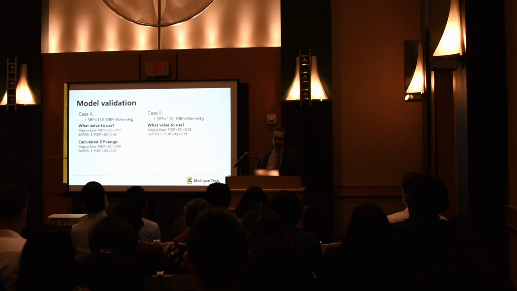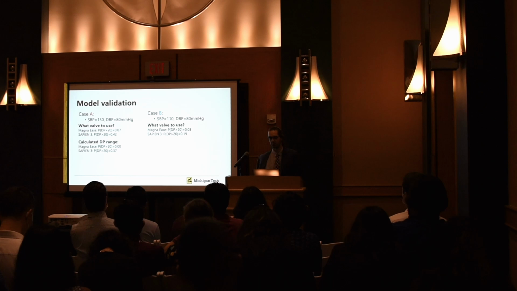So if we take a look here at the calculated DP range from this additional experiment, we see the Magna Ease has a probability of failure of 0%, the Sapien 3 of 37%. So if we compare that to the prediction from the model itself, we see 7% for the Magna Ease and then 42% again for the Sapien 3. So close agreement between our additional experiment and the model itself. And then we can take a look at case B as well.